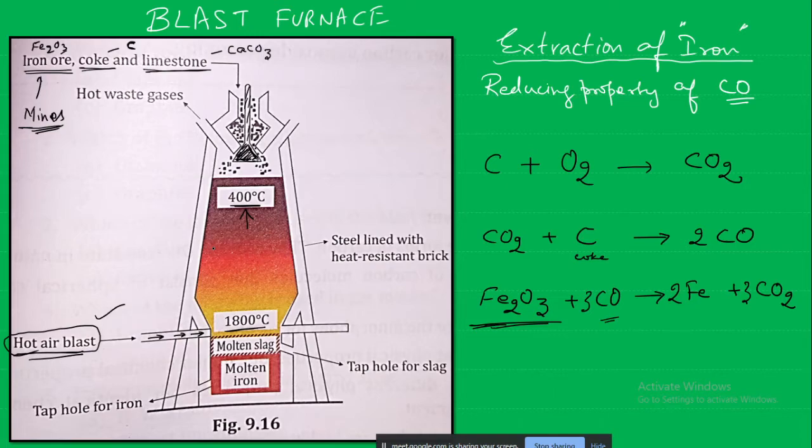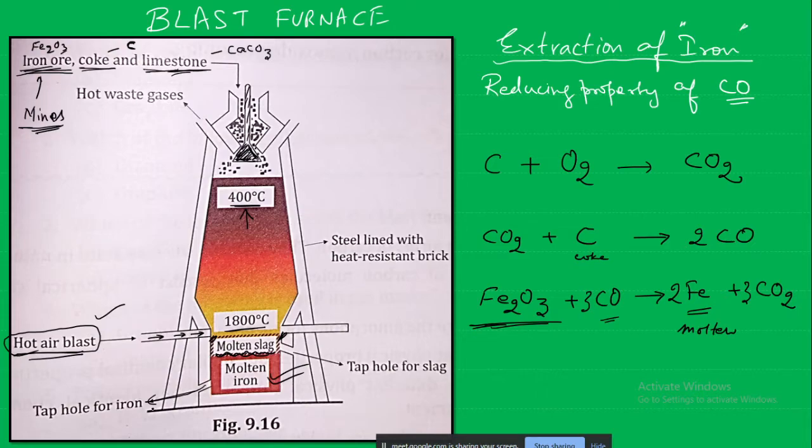When we are excavating from the earth, there will be many other things along with that. The sand will be there, other metals will be there. They will also melt, and they also react with the calcium carbonate to form the lighter products. These lighter products will be floating on the top. So this molten iron can be collected from down below.